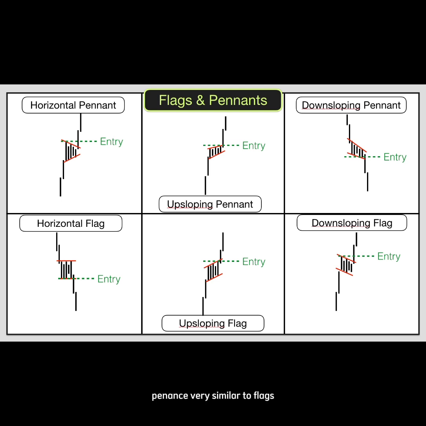Pennants, very similar to flags, but take on more of a triangular shape, with converging trendlines. After an impulsive move up or down, the price consolidates in a tighter range, creating a pennant. Once it breaks, it often resumes the previous trend.